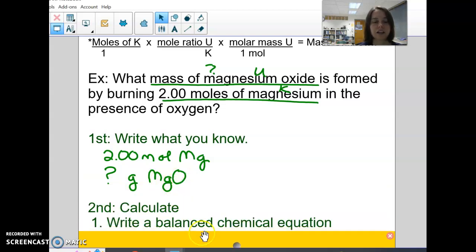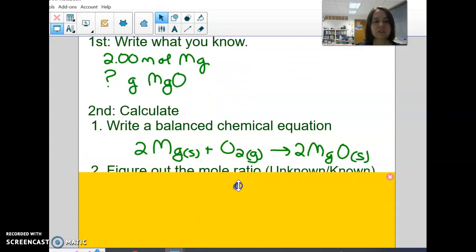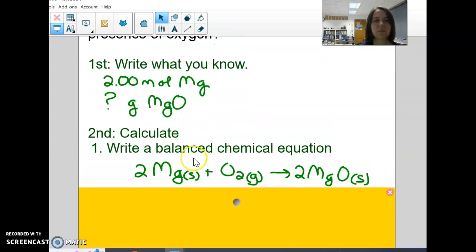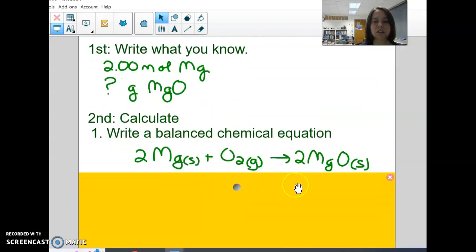Then when we're calculating it, you're going to write the balanced chemical equation. So let's look at this. What mass of magnesium oxide is formed, so that's our product, and we know it's MgO. So we have magnesium, which is a solid, plus O2 gas, is going to yield magnesium oxide, which is an ionic compound, so it's solid. And I have O2 here, so this is going to have to be a 2, which means I'm going to have to balance my magnesium. Great.